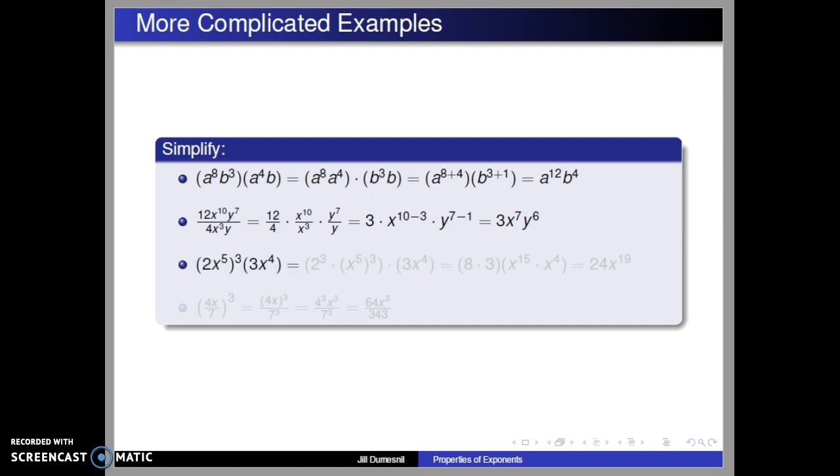In 2x to the 5th quantity cubed times 3x to the 4th, we need to deal with the outermost exponents first. The 3rd power applies to both the 2 and the x to the 5th. Then we can reorder and regroup our constants together and our powers of x together. This produces 24x to the 19th power. Notice that the 19th power only applies to the factor of x and not to the coefficient 24.